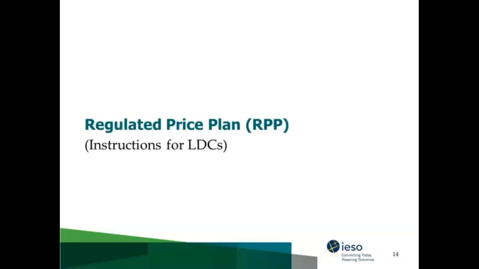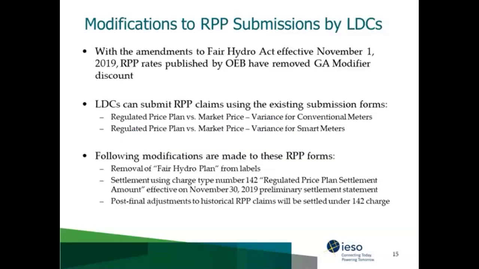These changes apply to LDCs only. With the amendments of the Fair Hydro Act that started November 1st, RPP rates published by the OEB have removed the GA modifier discount. LDCs can submit the RPP claims using the existing submission forms, and these are listed in the sub-bullets under the second bullet.